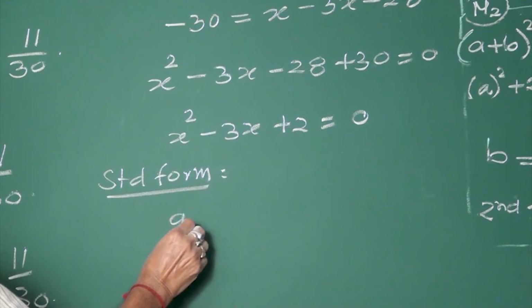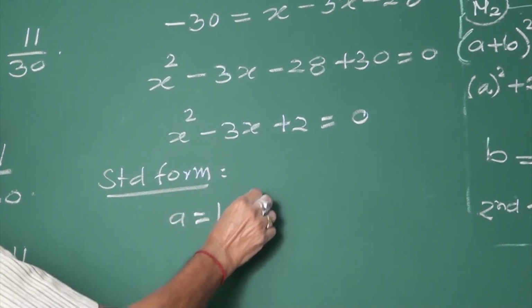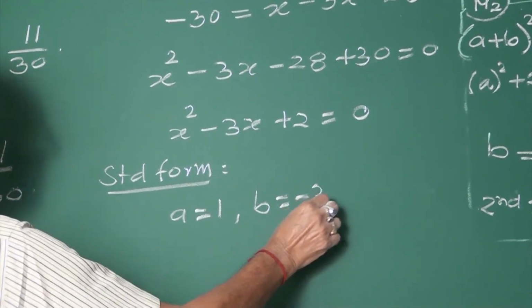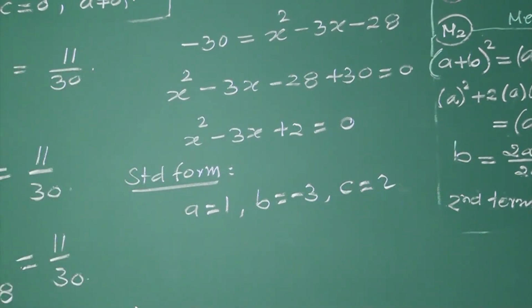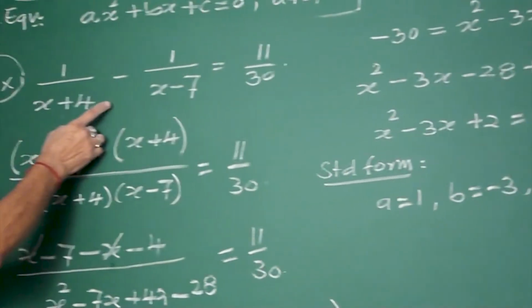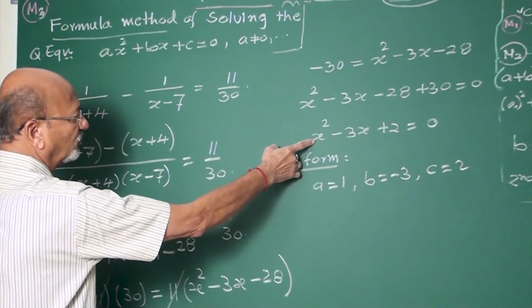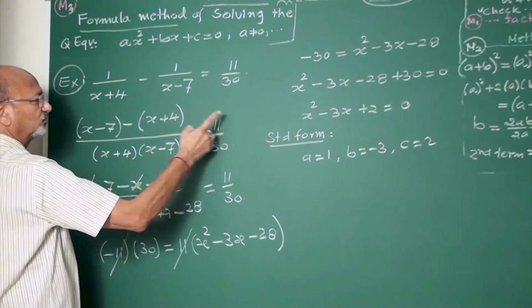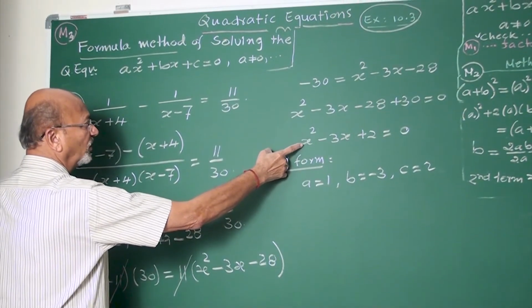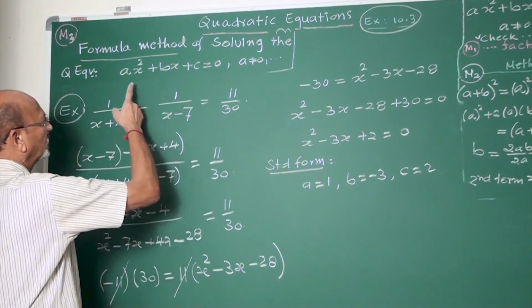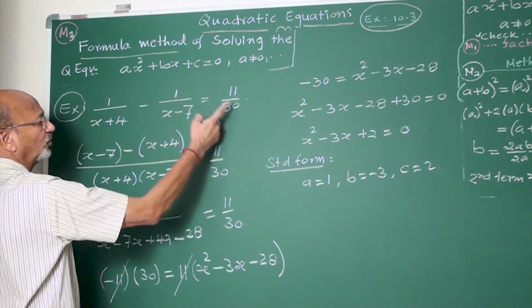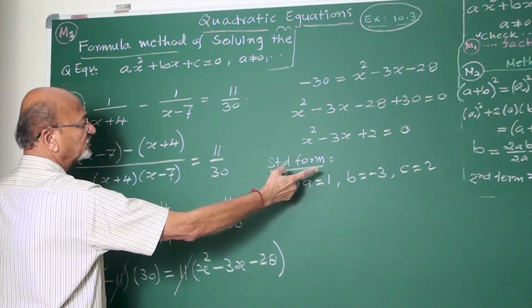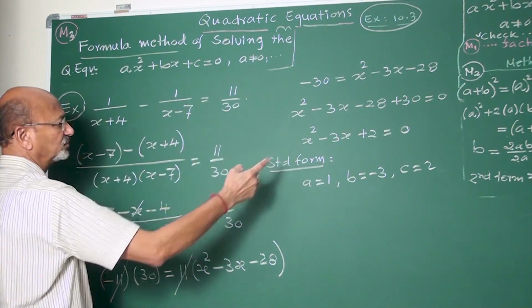You get the value of a is 1, b is minus 3, c is 2. Yes, my friend, these are all the steps to bring the given equation to the quadratic form. Once it is in the quadratic form, compare with ax square plus bx plus c equal to 0. Here a is 1, b is minus 3 and c is plus 2.